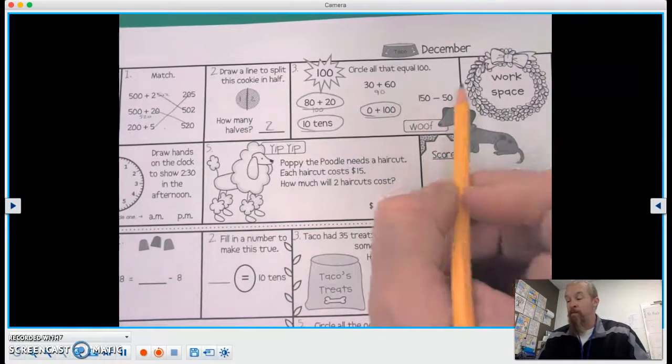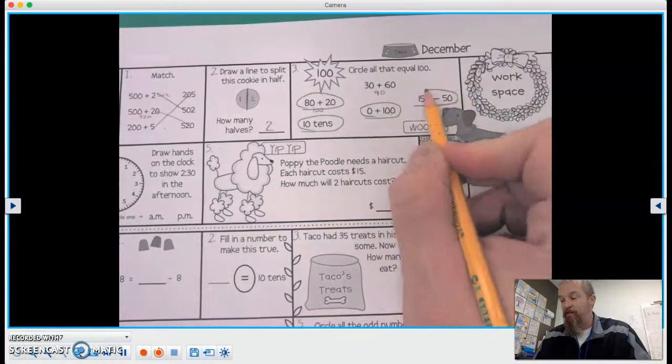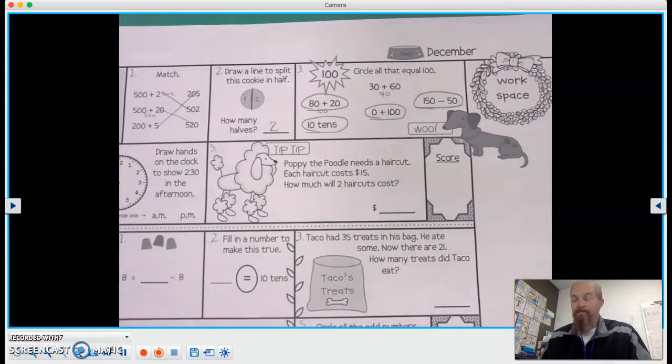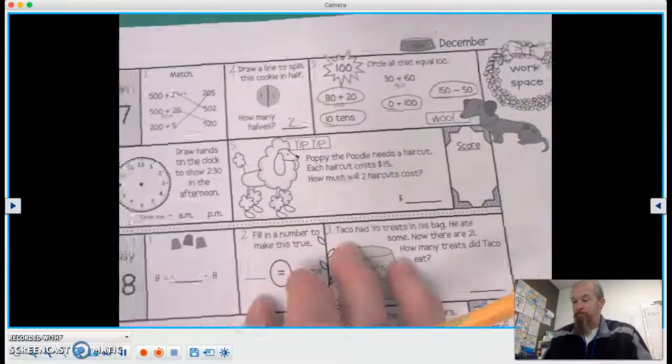150 minus 50. So 5 minus 5. All right. Quite a few.